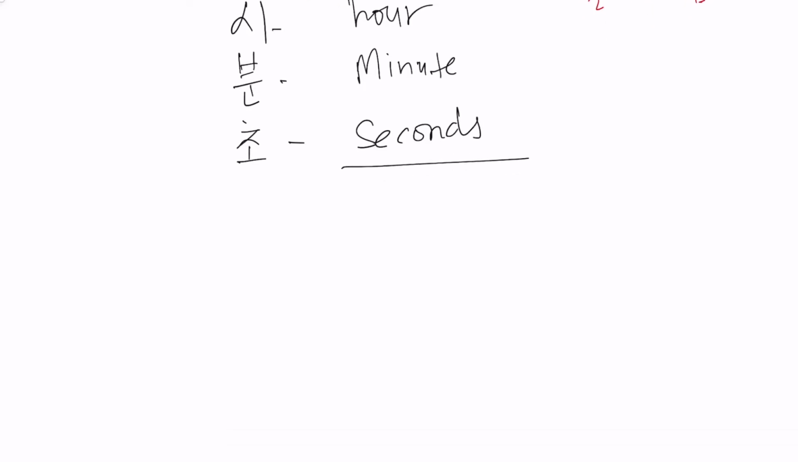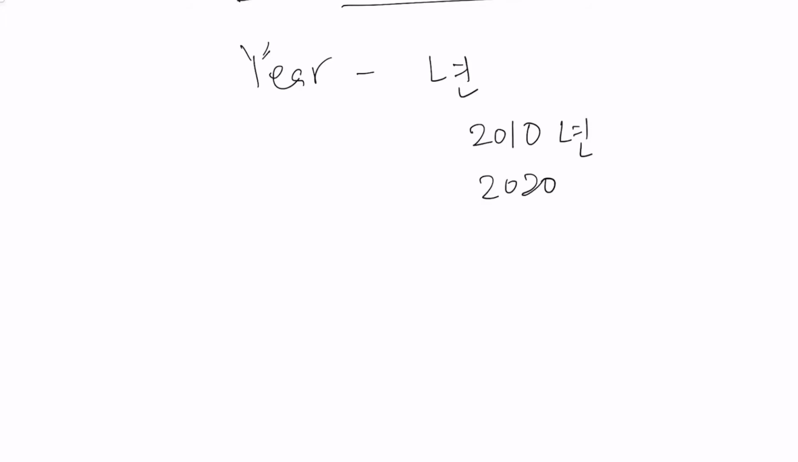Seconds. Okay. Now let's come to some larger units of time. So let's start with year. Year is called 년. So if you want to say 2010, then you will say 2010, 2020, 2020. So you need to know how to read the numbers, but yeah, you can just add 년 after it. And if you want to say in that year, then we already know the particle 에, 2010년에. 2020년에. So if you want to say I came to Korea in 2010, you can say 2010년에 한국에 왔어요.